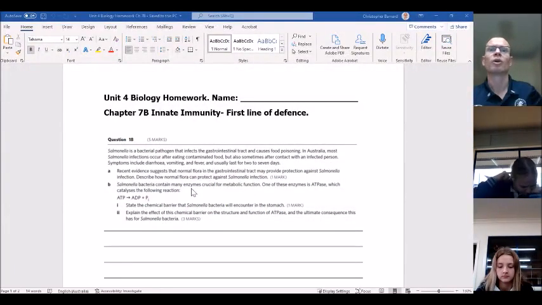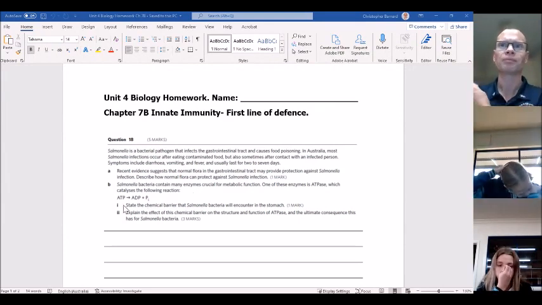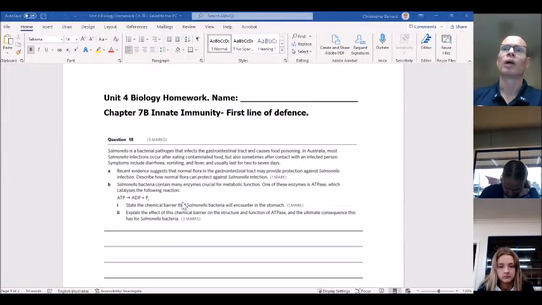And we talked about this one. We didn't go all the way through it. We did talk about B part 1 and what that would mean. Salmonella contain enzymes crucial for metabolic function. One of the enzymes is ATPase, which breaks down ATP to form ADP, releasing the phosphate. Hopefully we're really familiar with that kind of reaction, as a result of ATP being used after cellular respiration and that cycle.